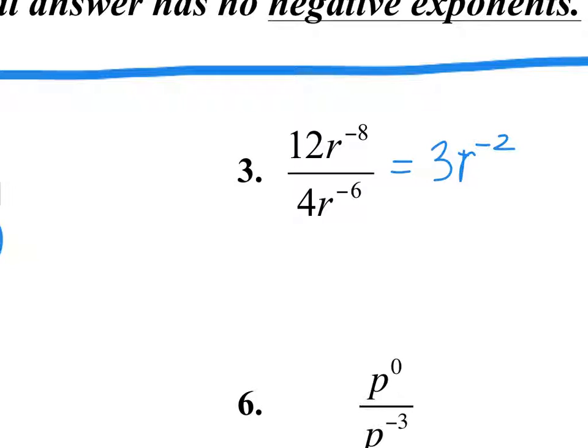Okay, write it down, and don't feel comfortable with that. You're not done yet. You have a negative exponent. And the other thing people will do is they think that 3 and r to the -2 are together. They're not together. They're just standing next to each other. It doesn't mean they're together, right?